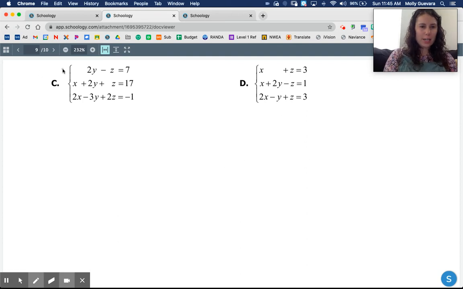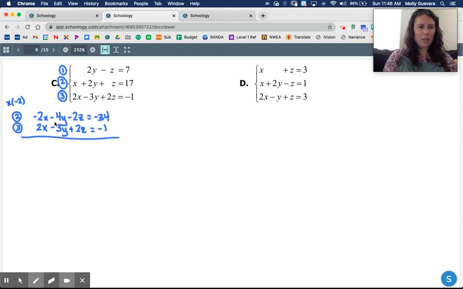Hopefully you guys gave this a try here. I'm going to go ahead and start labeling 1, 2, and 3. Okay, so again, I see that I don't have an X here. So I'm going to try to eliminate my X's here with 2 and 3. So I'm going to take equation 2 and multiply it by -2. So that gets me -2x minus 4y minus 2z equals -34. And then I'm going to eliminate that with equation 3: 2x minus 3y plus 2z equals -1.